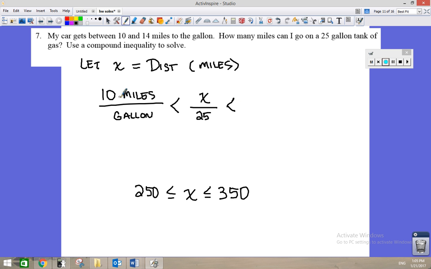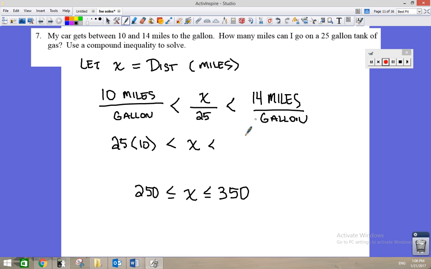Now, the maximum, the most efficiency that I get out of my car, is 14 miles per gallon. So there's my comparison, okay? To get x by itself, if I multiply everybody by 25, I've got 25 times 10. And here when I multiply by 25, the 25 divided by 25 cancels. And over here when I multiply by 25, that's what they wanted me to do, to actually think in terms of and compare the units.